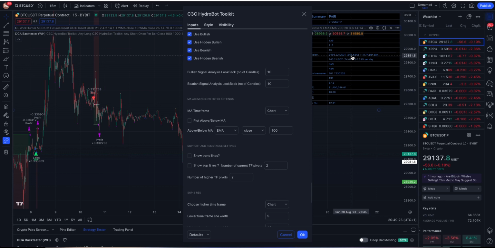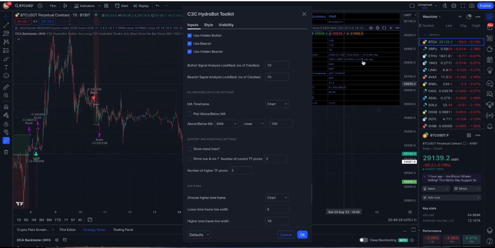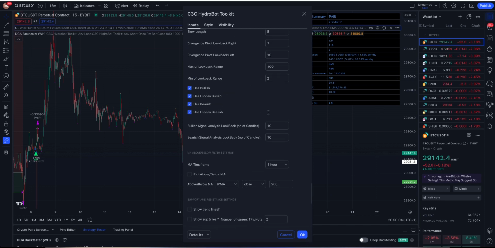So it's not changed much yet because we're on the 15-minute. So let's try it on the 1 hour, and we'll try a 200 WMA and see what that does. Yeah, so we've got like a 95% win rate, 368% since January, and that's on average 1.62% per day, which is really good. So I'm going to leave these settings at that for now.